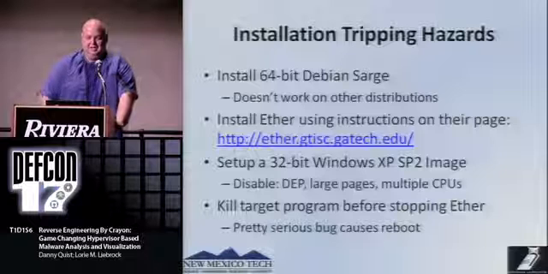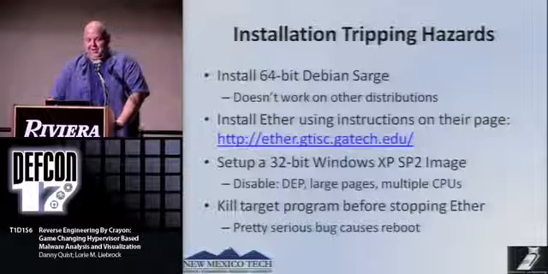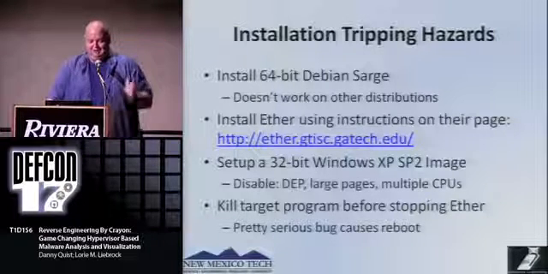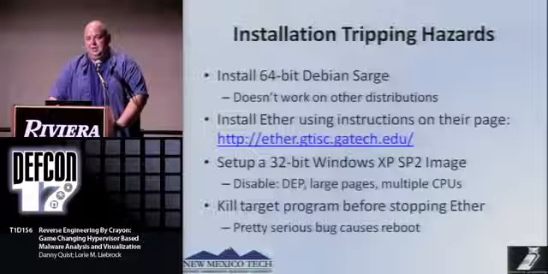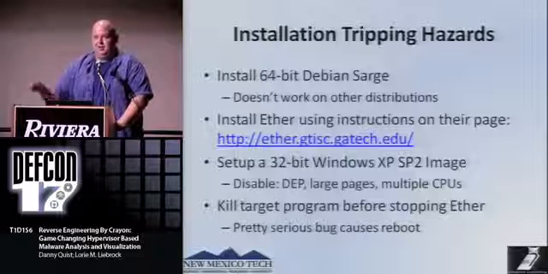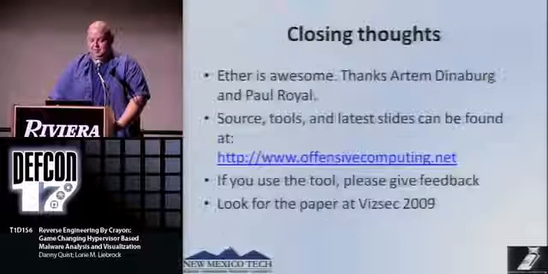I was guilty of not doing this, and then I reread it, and it was much easier. So anyway, it has to be a 32-bit Windows XP Service Pack 2 image, and you have to disable DEP, large pages, and multiple CPUs, and for God's sake, whatever you do, kill the program inside of Windows before stopping Ether.